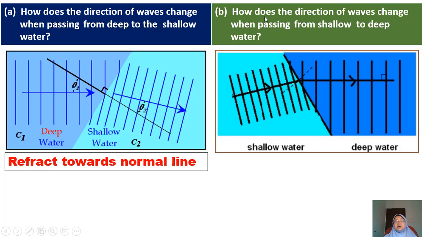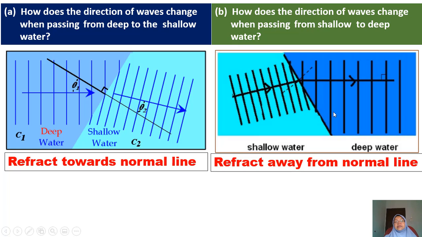What happens to the direction of the wave when passing from shallow to deep water? From shallow to deep, the velocity will increase, so it will refract away from the normal line. So always remember, if the speed is slower, it will refract towards the normal line. If the speed is faster, it will refract away from the normal line.